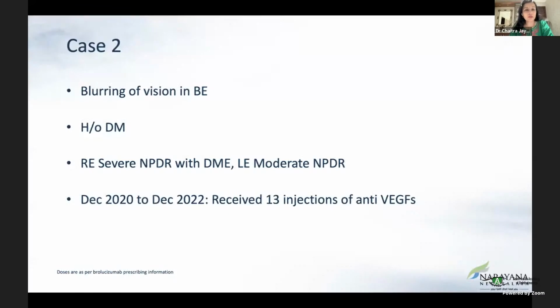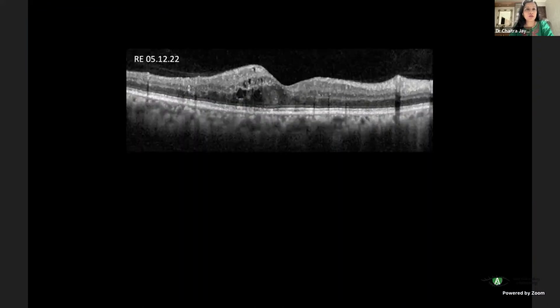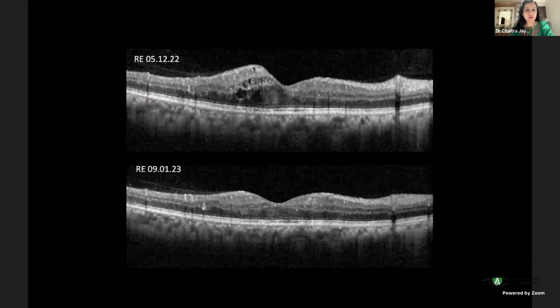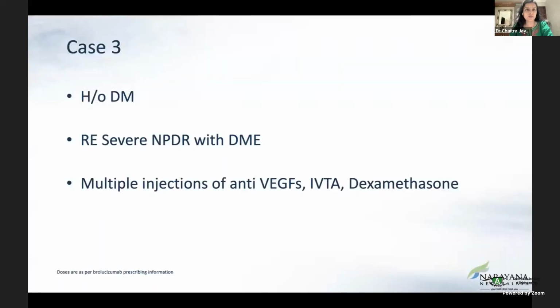This is another patient who, between 2020 and 22, has received 13 injections of anti-VEGF. This was in December 22, and you can see the response here. We kept a close follow-up on this particular patient because we were not sure how he would respond. In a matter of a few days itself, you can see that there is a good response, and of course he did not require a repeat injection.